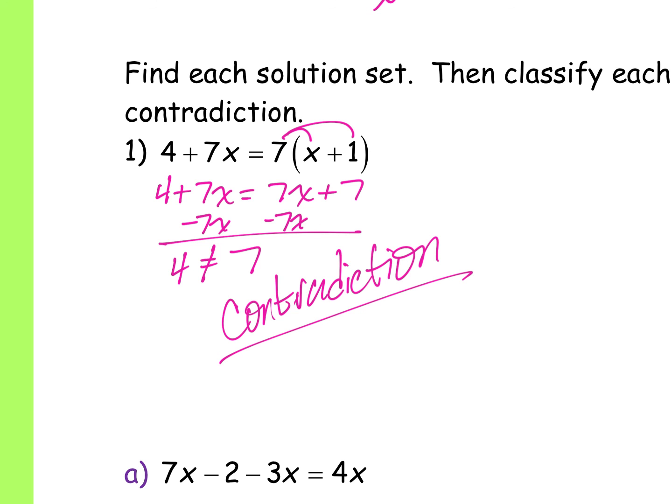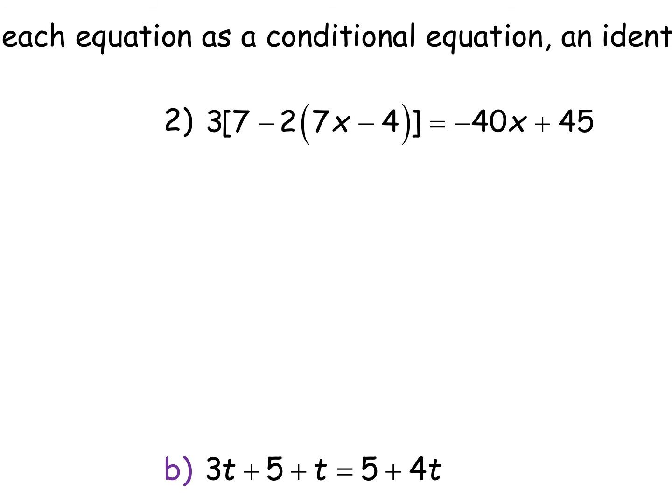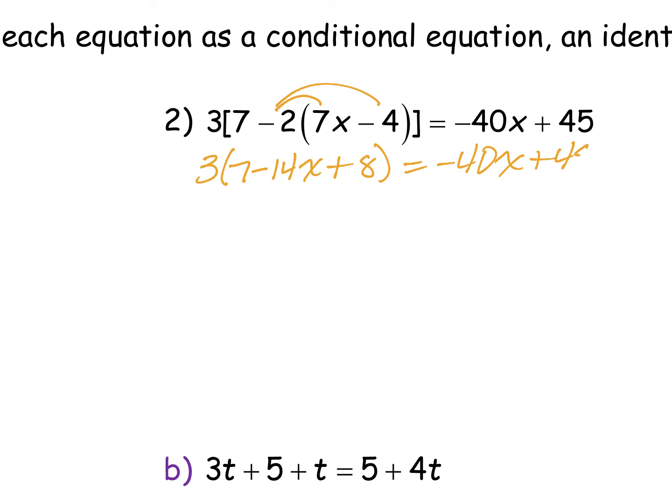Okay. So now we're going to go to number 2, right? Oh, it's a little harder problem. Everyone was complaining that I gave you guys the easy ones to do, and I left the hard ones. I mean, I did the easy ones, you guys did the hard ones, so I kind of flipped them around a little bit this year. So I gave myself a hard one to do. So we're going to solve it, right? Where do I start at? The parentheses. So I'm going to distribute the negative 2 first. So I've got 3 times 7 minus 14x plus 8. Yeah, that's it. Equals negative 40x plus 45.